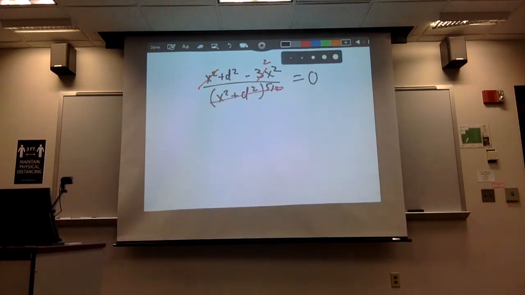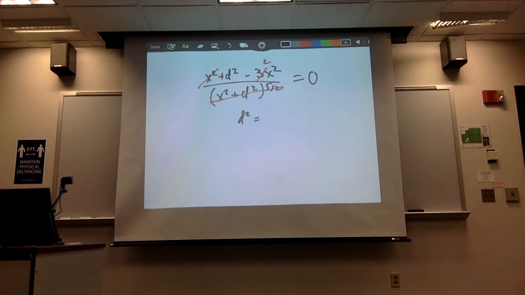So finally, what I'm left with is that d squared is equal to 2 times x squared, which means x is equal to d over square root of 2.